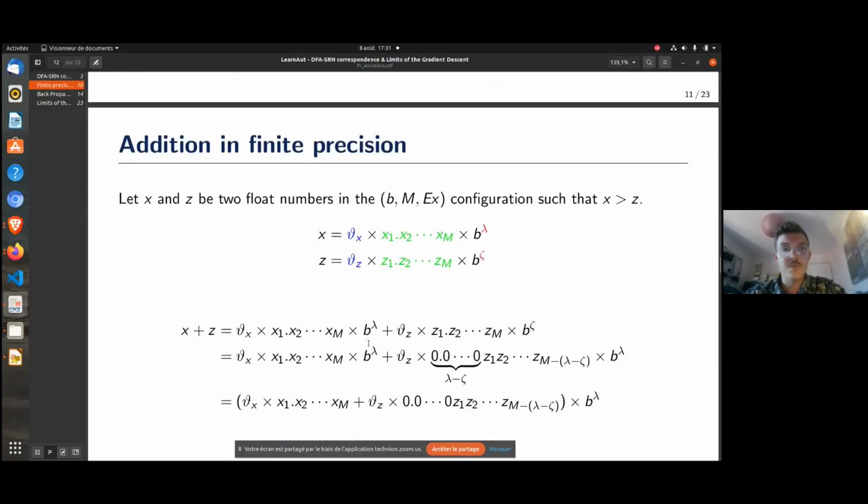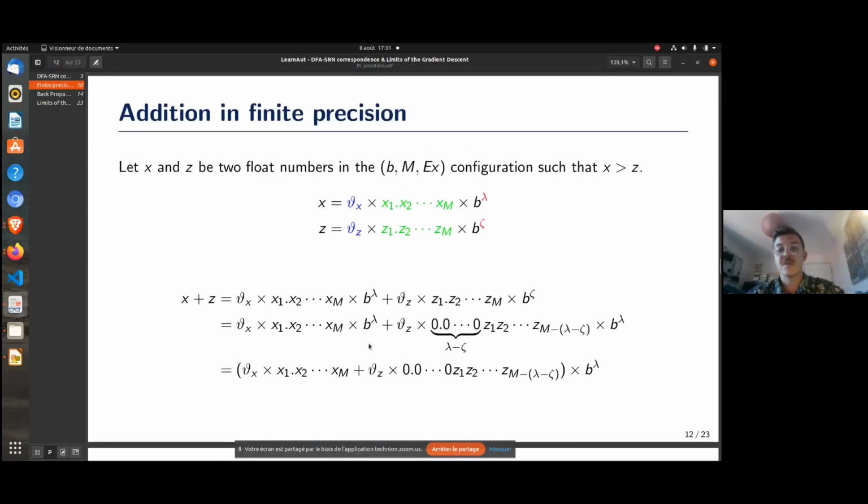So if we want to do addition in finite precision, it might be a little bit counterintuitive sometimes. If we take two float numbers, x and z, in the same configuration, and we assume that x is strictly greater than z, they have their normal form representation right here. And if we want to add them up, we have to do this computation right here.